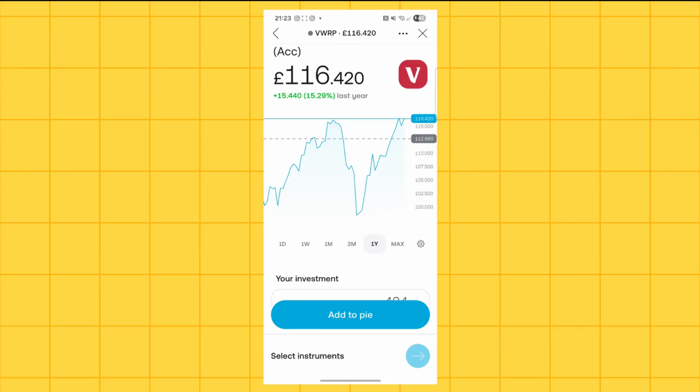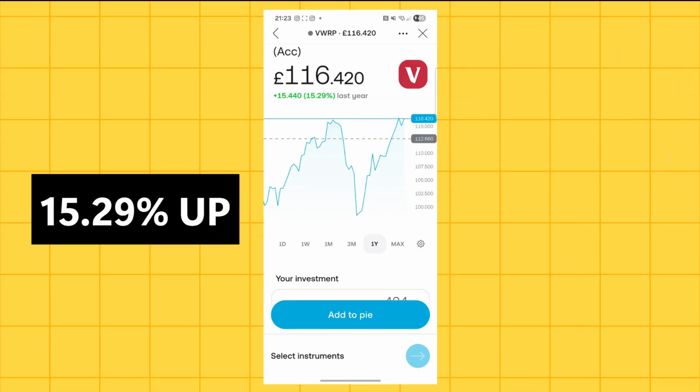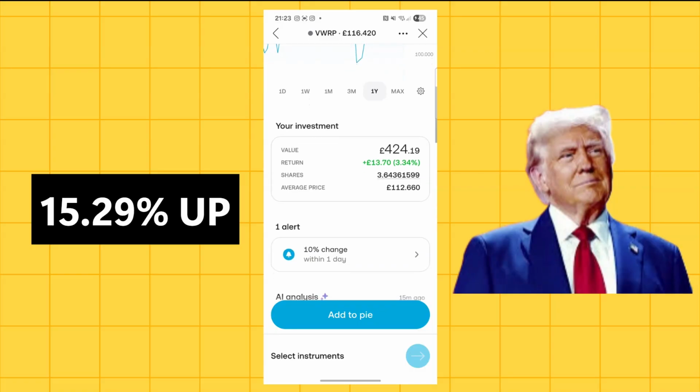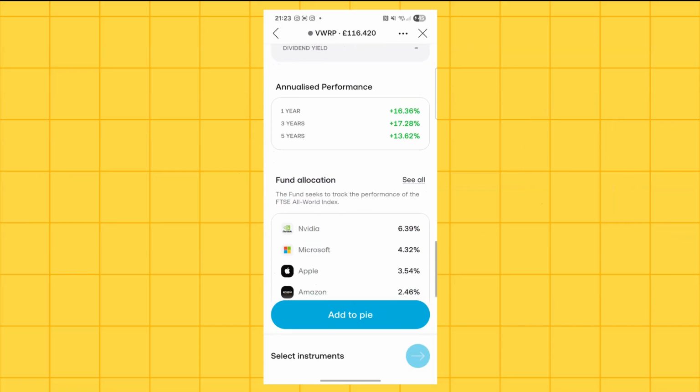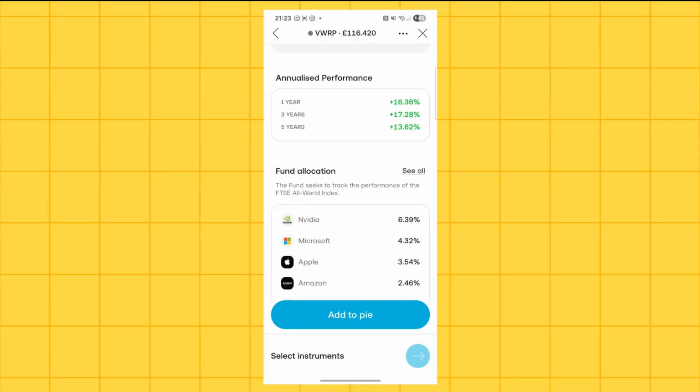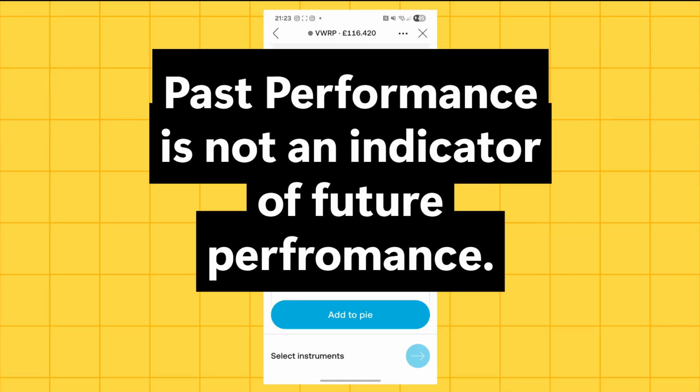In the last year, this ETF has returned 15.29% growth, which is very good, especially because Trump and his tariffs are responsible for the big dip in the middle. It shows you the performance over the last 1, 3, and 5 years. It has recorded between 13 and 16% growth, which is fantastic. This is by no means a guarantee of future returns. It's just reporting on what has been achieved.